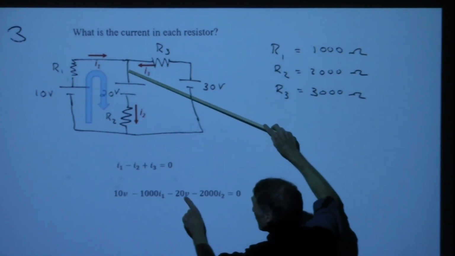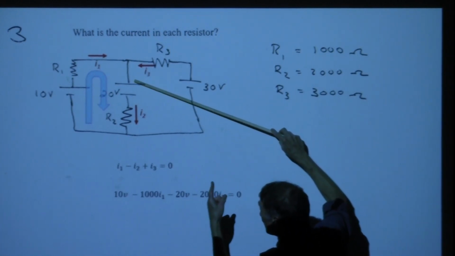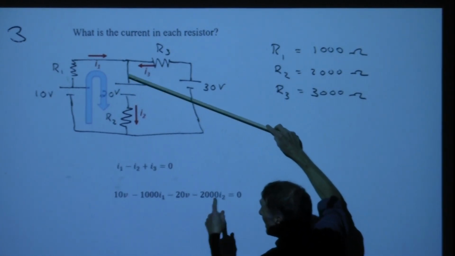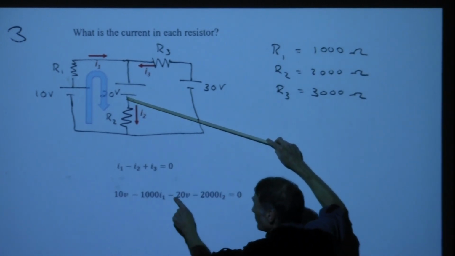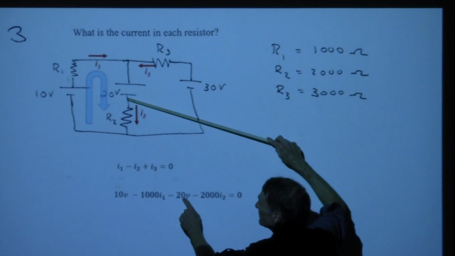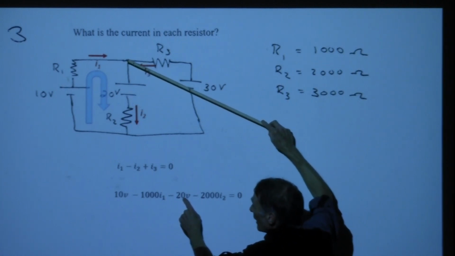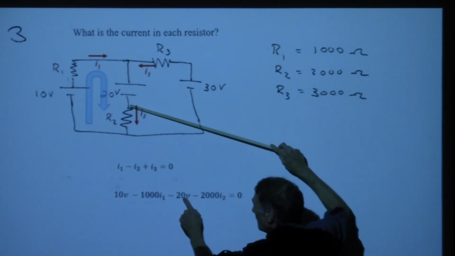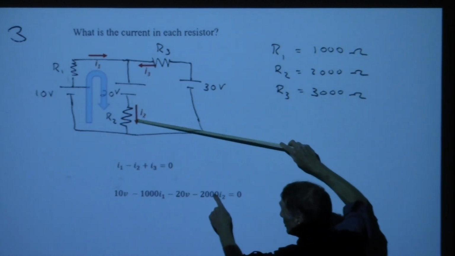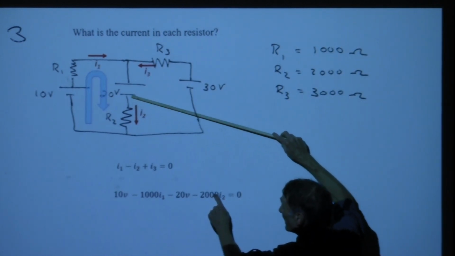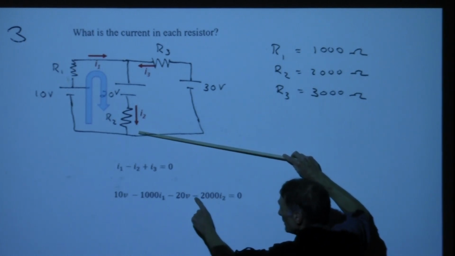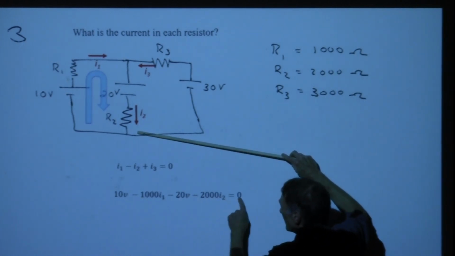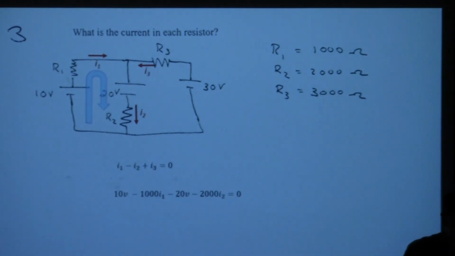Then I come to another battery. Now this battery, this is the plus side, this is the minus side. I'm going to be going from the plus side to the minus side. This is a drop of 20 volts. Going the other direction would be a rise. This is a drop. Then I've got the current going through R2. So again, this is another voltage drop across that resistor. That goes in as a negative. Okay, and that's got to be equal to 0.